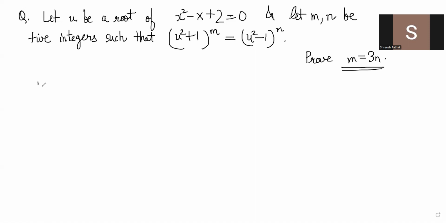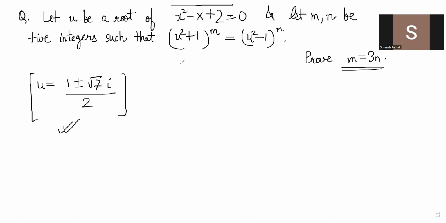What is the complex root you are getting for this? 1 plus minus i root 7 by 2. Yes. So use this root to try to get from here. Okay. So u plus 1 and u minus 1.